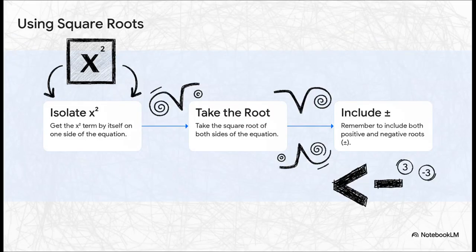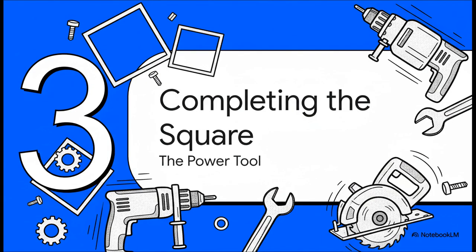And the method is just beautifully simple. First, you get the x squared part all by itself on one side of the equation. Then you just take the square root of both sides to get x by itself. Now, here is the one thing you absolutely have to remember. There are always 2 square roots, a positive one and a negative one. For instance, the square root of 9 isn't just 3, it's plus or minus 3. Don't forget that. Okay, time to bring out the power tools. Completing the square is a more heavy-duty method.